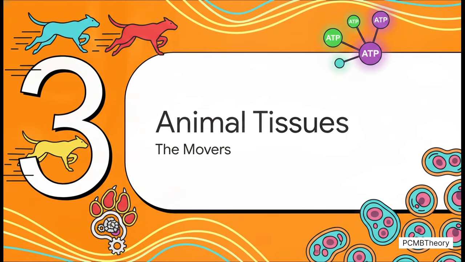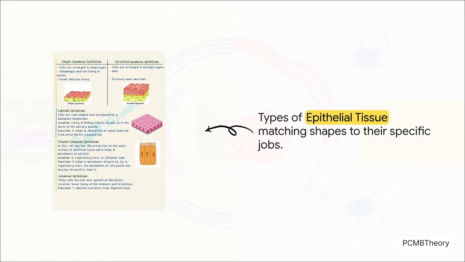Section 3. Animal tissues, the movers. So animals are the movers. We roam around searching for food, for mates, for shelter. And that active lifestyle means we burn through vastly more energy than plants do. Because of that, our tissues are fundamentally different. They are mostly living, highly specialized, and super energy intensive.